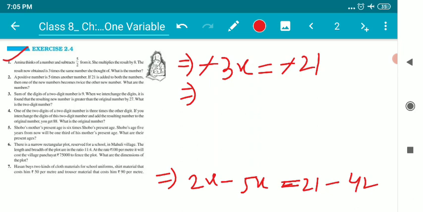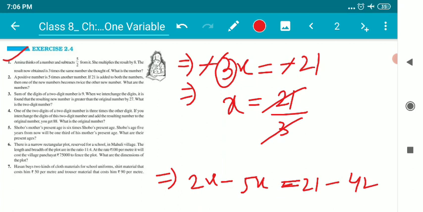Okay, now x will be left over here, here is 21, 3 will be transposed from the left hand side to the right hand side, it will be divided by 3. As it was multiplied, it will be divided by 3. Now 3 and 21 will be cancelled, giving 7. So the value of x I am getting over here is 7.